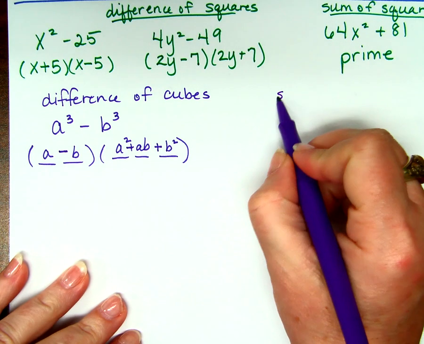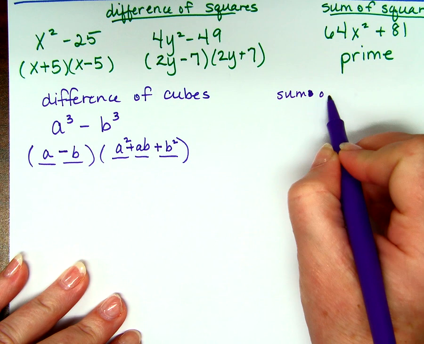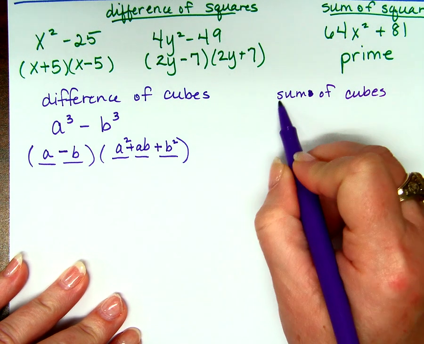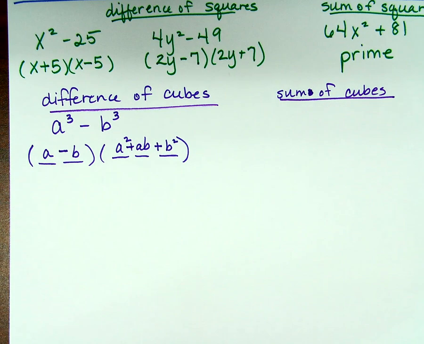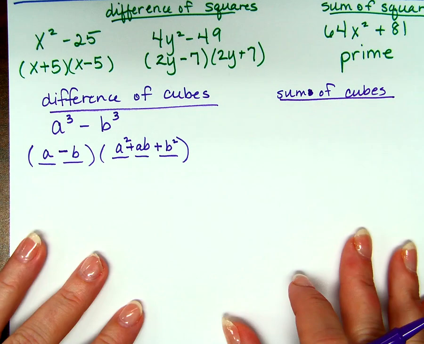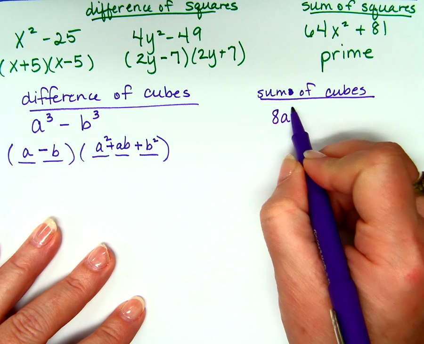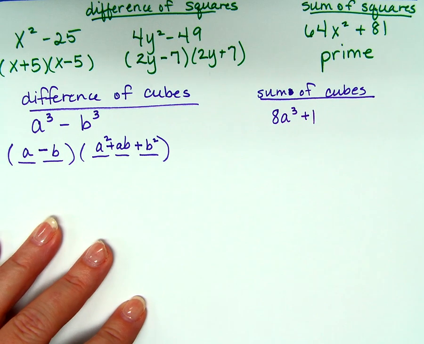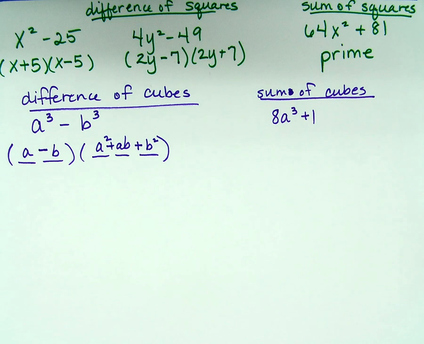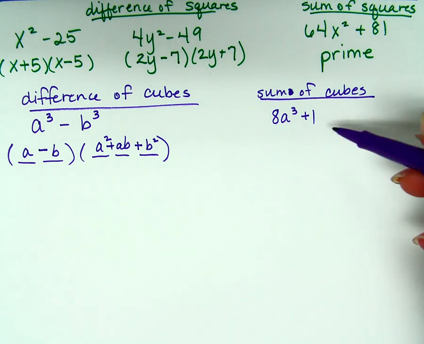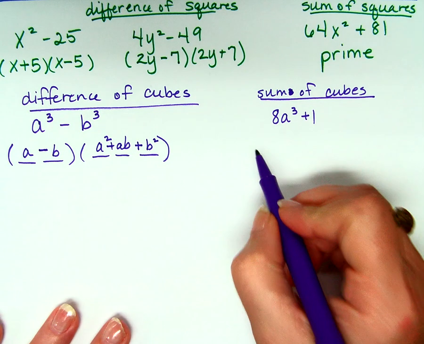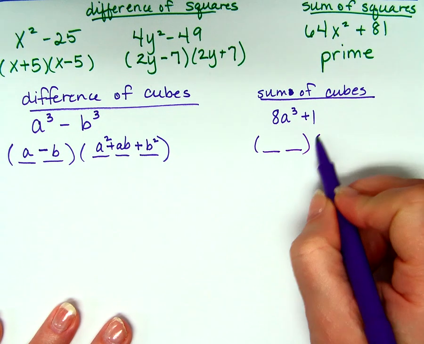So what about sum of cubes? What about sum of cubes? What does it look like? Same as difference of cubes, but with a plus. So 8a cubed plus 1. Are both those cubes that you know? What's the cube root of 8a cubed? 2a, right? Because what times what equals 8? 2, right? And what's the cube root of 1? 1. So I have a binomial and a trinomial.